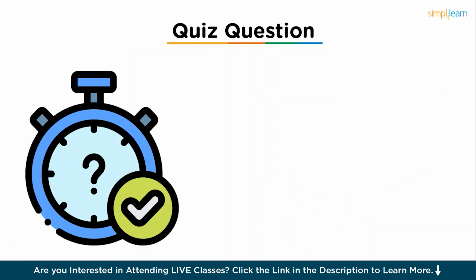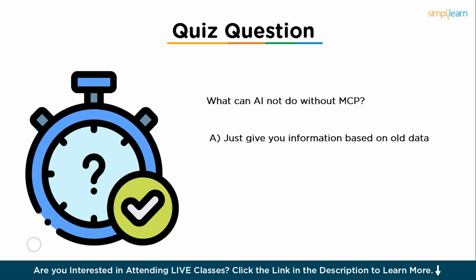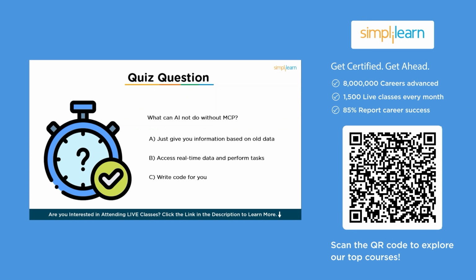Alright guys, now before we dive in further, here's a quick quiz question for you. Can you tell me what AI cannot do without MCP? Your options are: just give you information based on old data, access real-time data and perform tasks, write code for you. Now, you have to find out the correct answer and let me know in the comment section below.